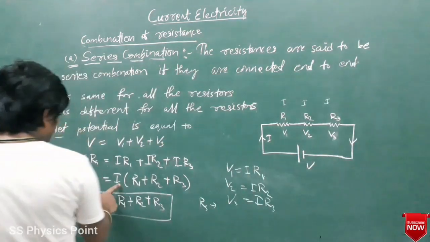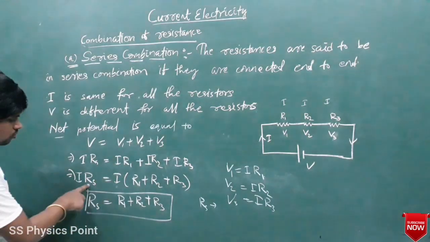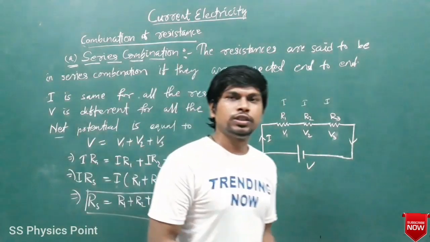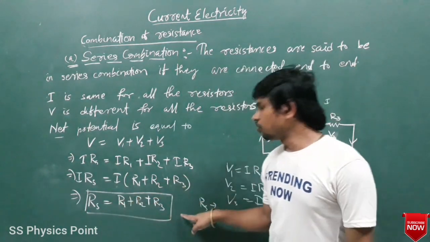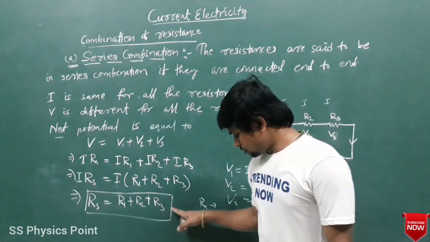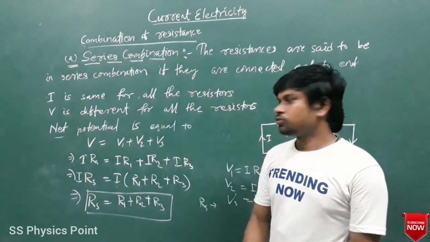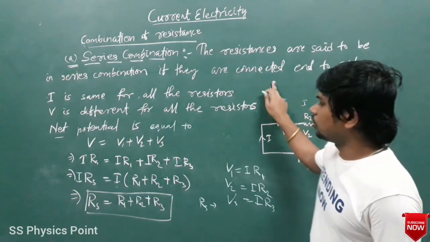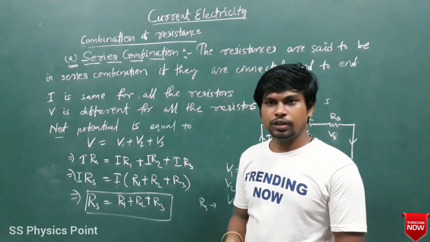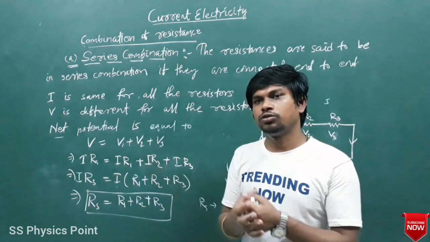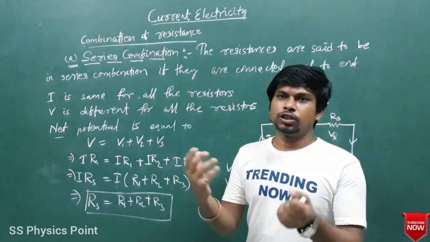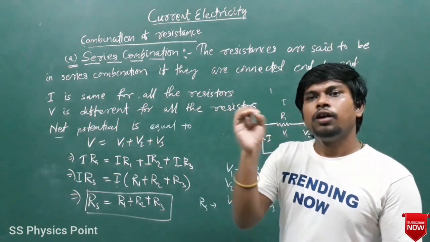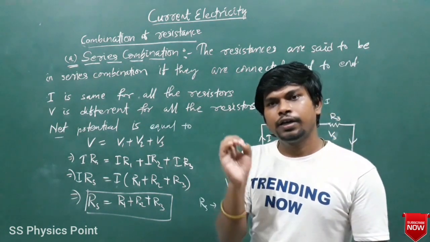So here I and here I, they will cancel out. So RS will be R1 plus R2 plus R3. So in series, this is the expression for equivalent resistance in series combination. So in series combination, the equivalent resistance will be how much? R equals to how much? R1 plus R2 plus R3. जितना भी resistance है सबको जोड़ दो और सबको मिला लो. Just take the summation of all the resistance. That will give you the net or the equivalent resistance.